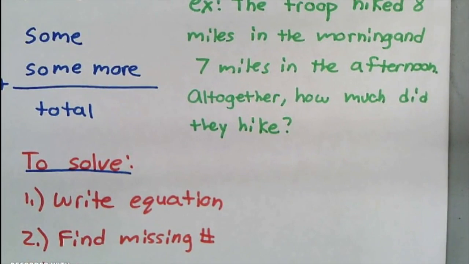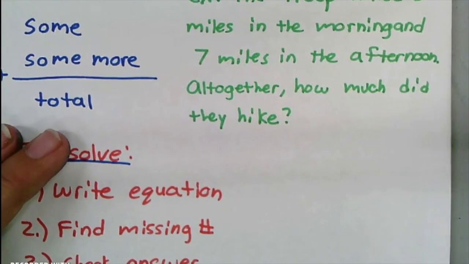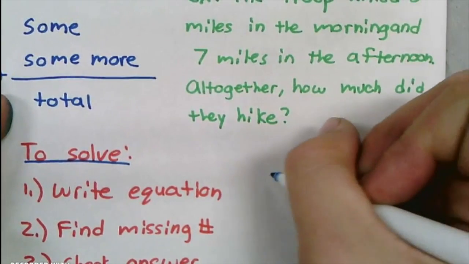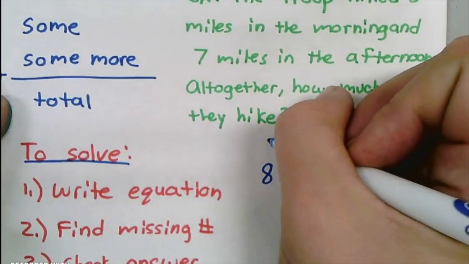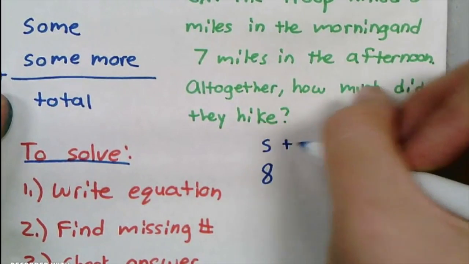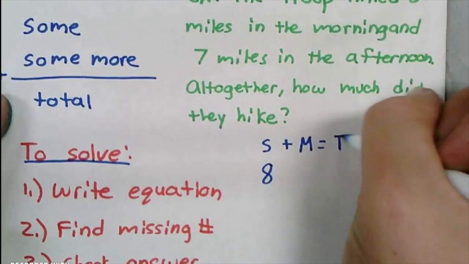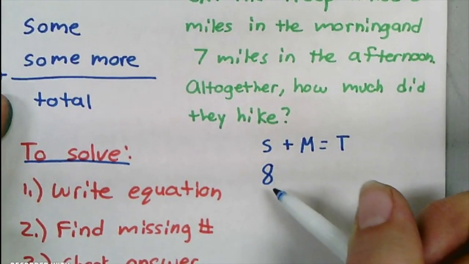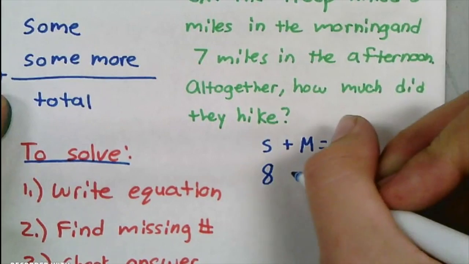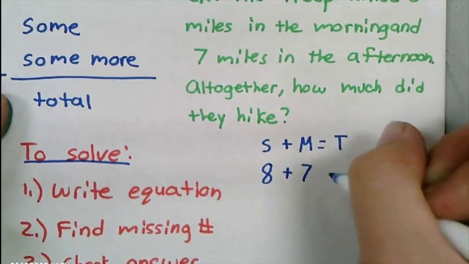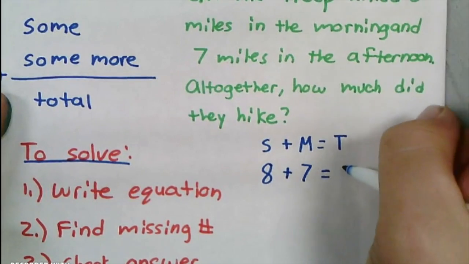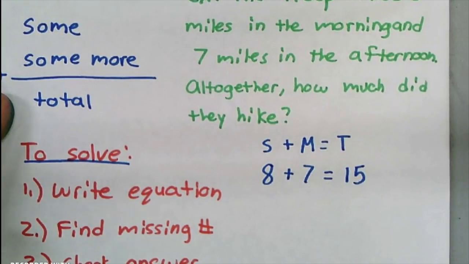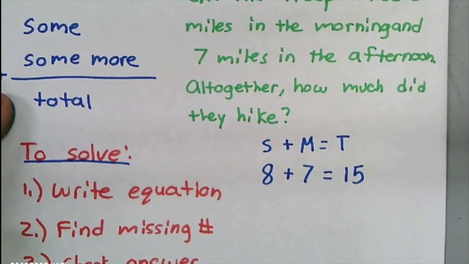Looking at the question again, we have the troop hiked 8 miles. Actually, let's start with our equation. Some plus some more equals the total. So they hiked some, which was 8, and then they hiked some more, which was the 7, and that's going to give us our total. So 8 plus 7 is 15. The final step we have to do is check our answer.